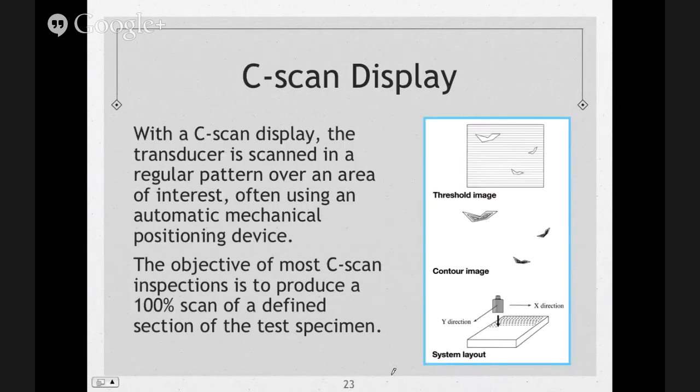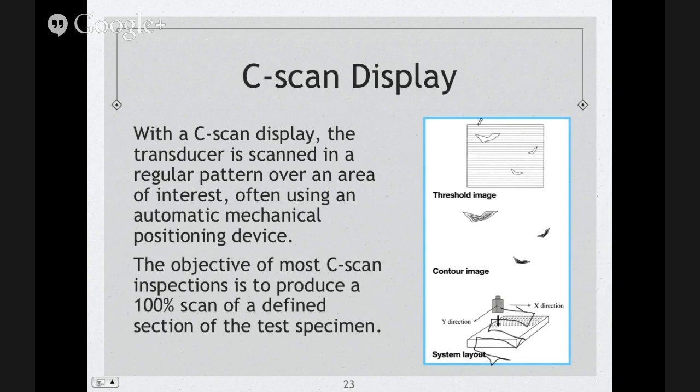And with a C-scan, the transducer scans in a regular pattern over an area of interest, often using automated mechanical positioning devices. The objective of most C-scan inspections is to produce a 100% scan of the defined cross-section or section of the test specimen. And then you have an X direction and a Y direction, and you're going to be scanning until you get 100% coverage.